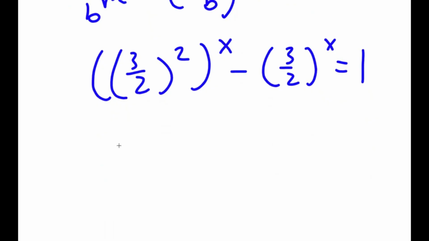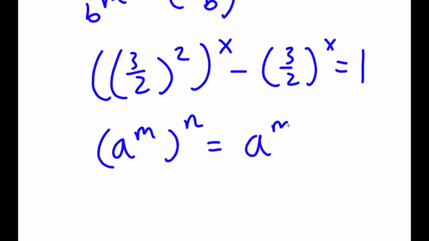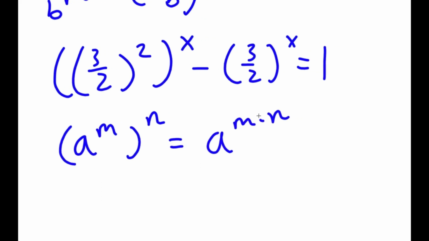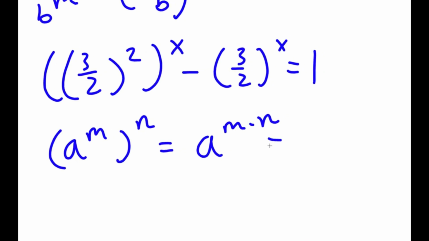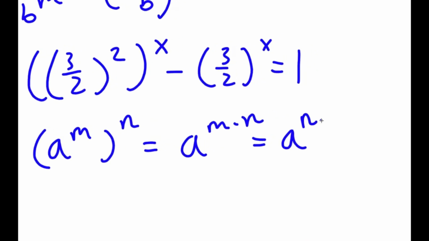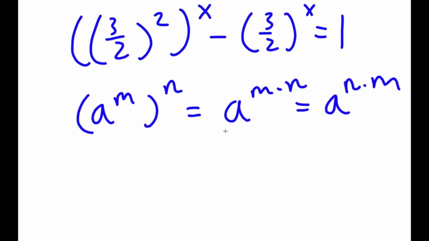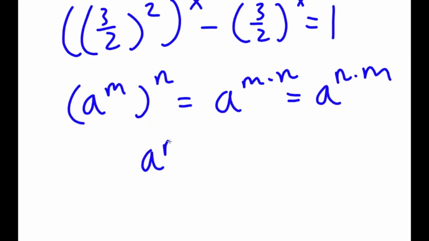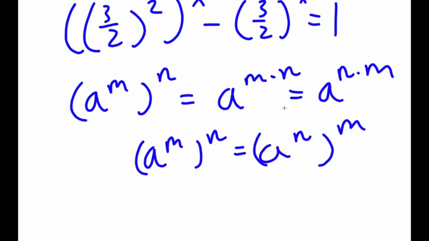Now, if I have something in the form a to the power of m to the power of n, this is equal to a to the power of m times n. And these two are interchangeable, meaning this is also equal to a to the power of n times m. So if all of this is true, then this must mean that a to the power of m to the power of n is equal to a to the power of n to the power of m.